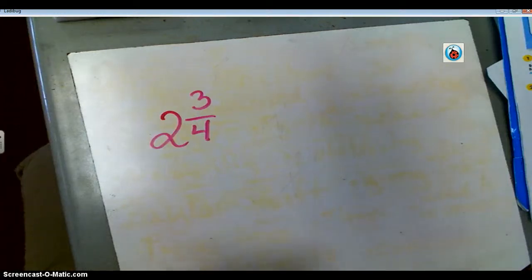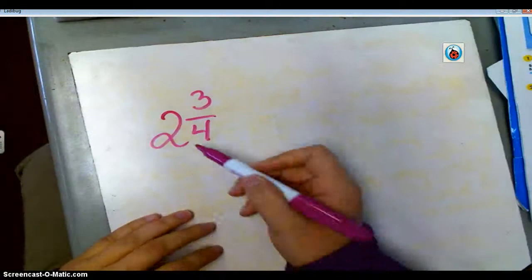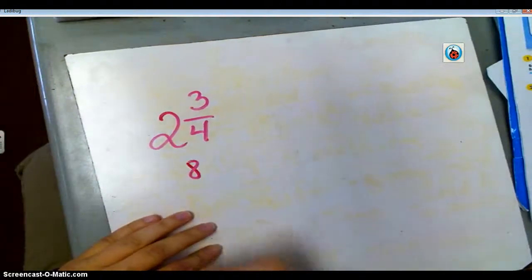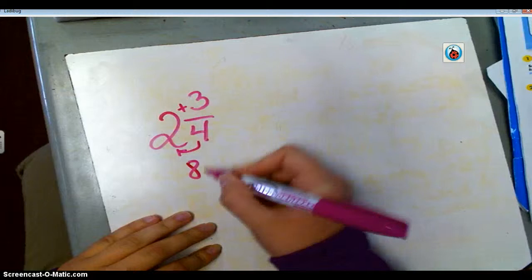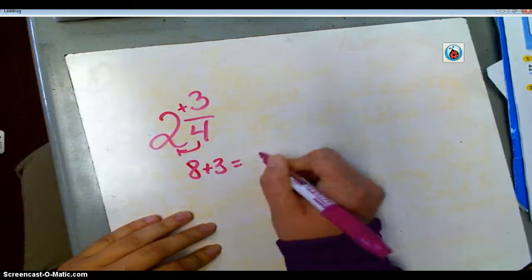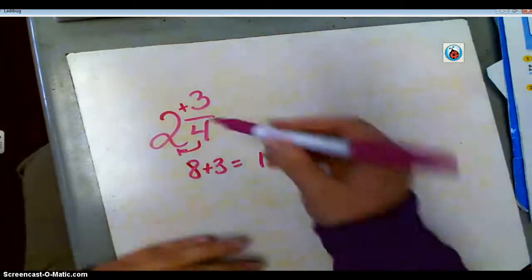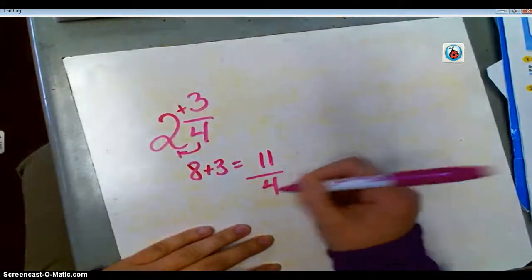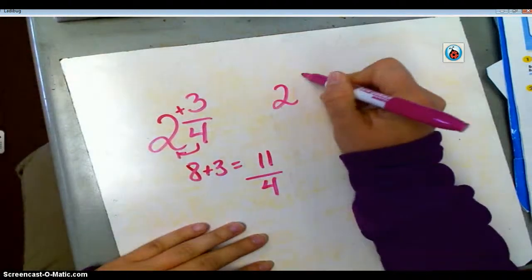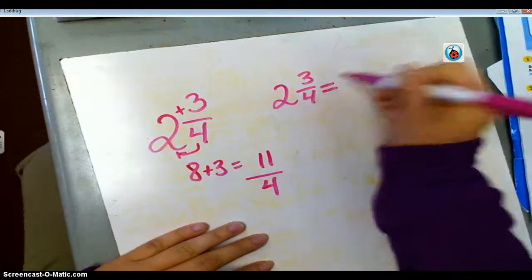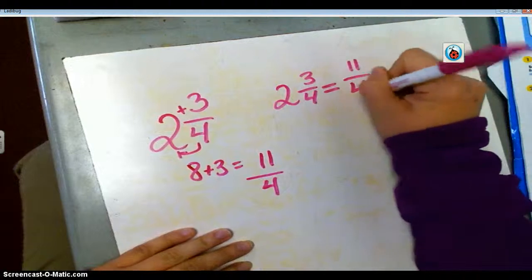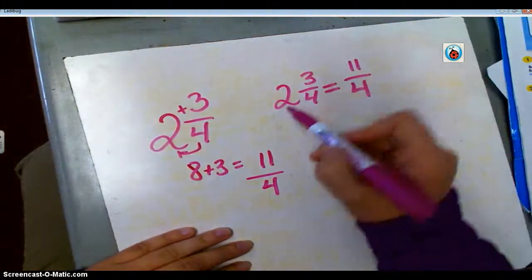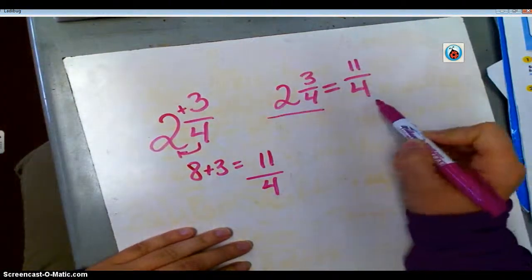You do 4 times 2. 4 times 2 is 8. Then 8 plus 3 is 11. And you keep the same denominator. So I went from 2 and 3/4, which is the same thing as saying 11/4. This is just the proper way to write it. This is an improper fraction.